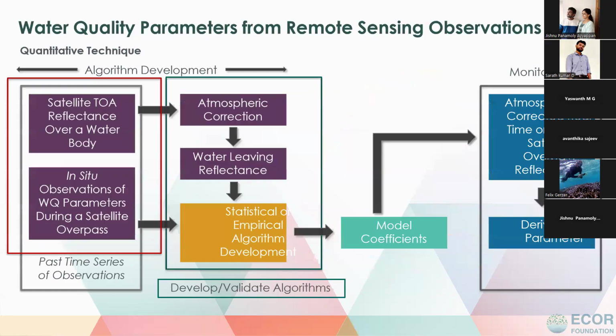So, the workflow for water quality retrieval. The general process looks like this: first of all, get the satellite reflectance, correct for atmospheric changes, compare with the in-situ data, develop or apply models like statistical models or machine learning for advanced analysis, and validate with independent measurements.